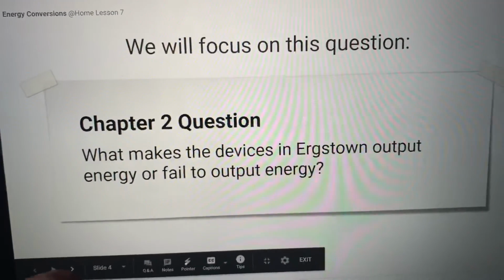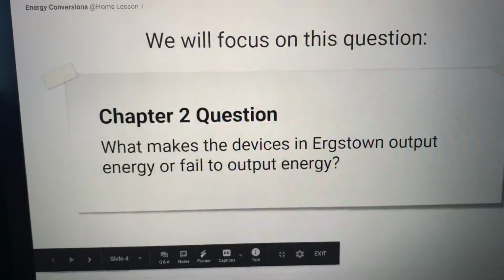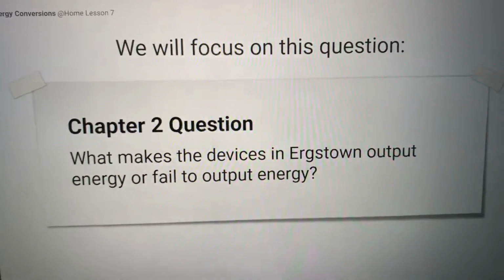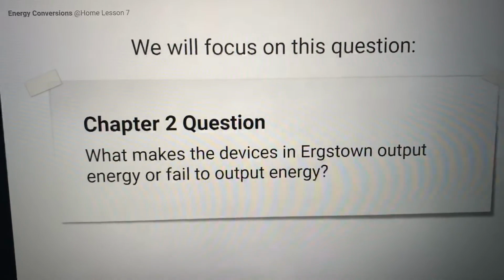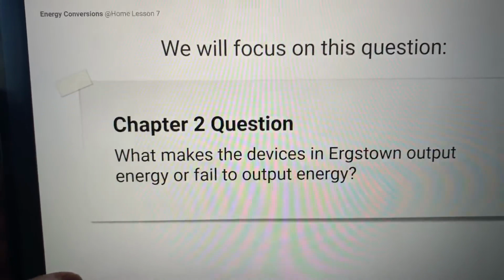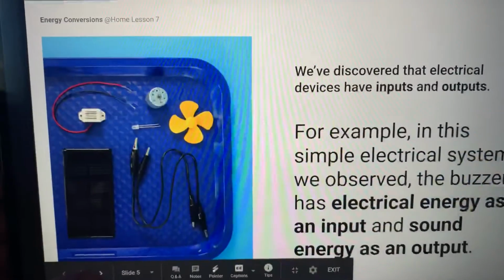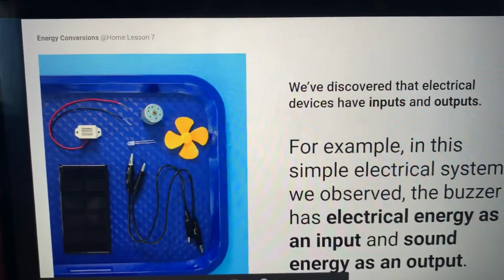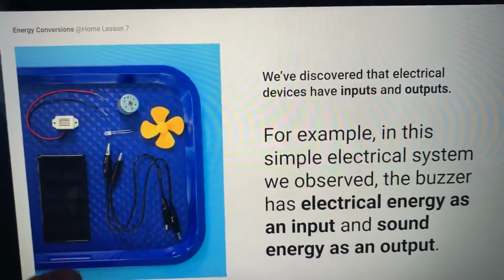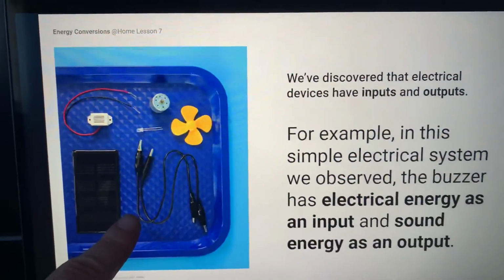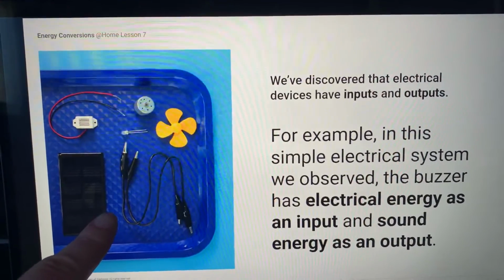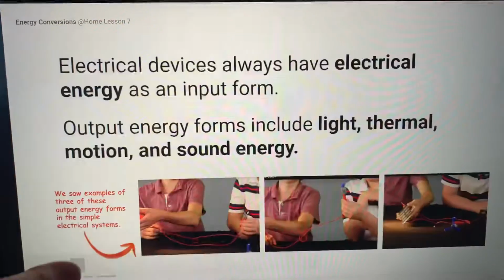These slides are just review. We've pretty much done this already the week before break, but I just want to refresh it with you guys. So we're going to focus on the chapter 2 question, which is what makes the devices in Ergstown output energy or fail to output energy? So we've discovered that electrical devices have things called inputs and outputs. For example, in this simple electrical system right here, we observe the buzzer has electrical energy as an input and sound energy as the output.